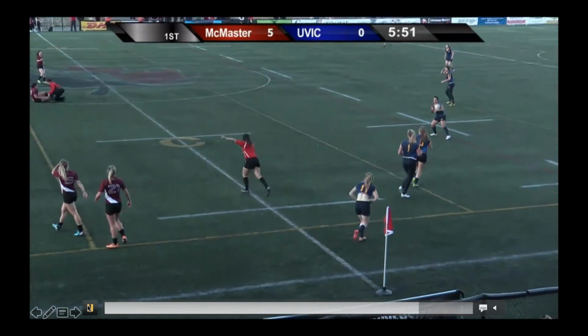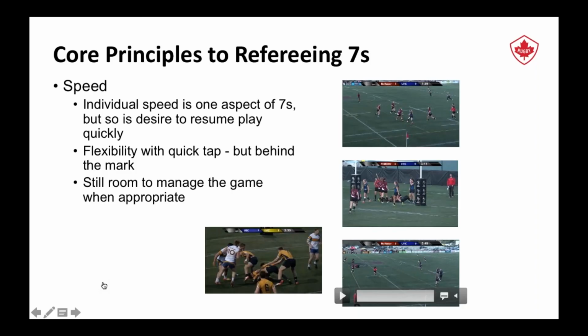And again, you heard move, move, right? Making sure that they get back to 10 meters.